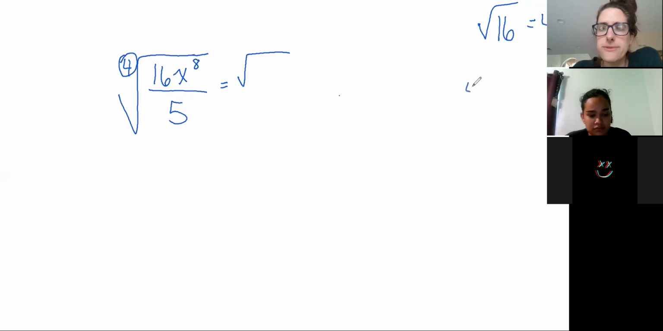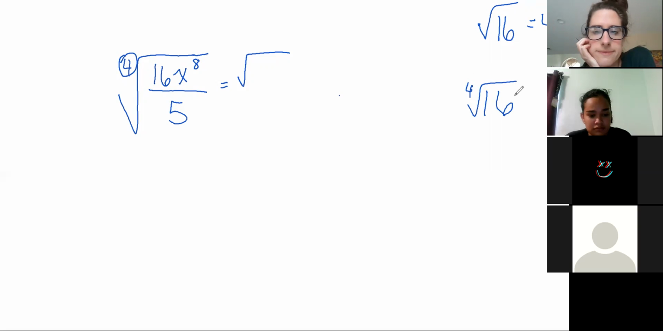All right, so the square root of 16 is 4. Does anyone know what the fourth root of 16 is? So like what times itself 4 times equals 16? 2. 2 is correct. Okay, so that's what this thing is asking over here. So that's this part.